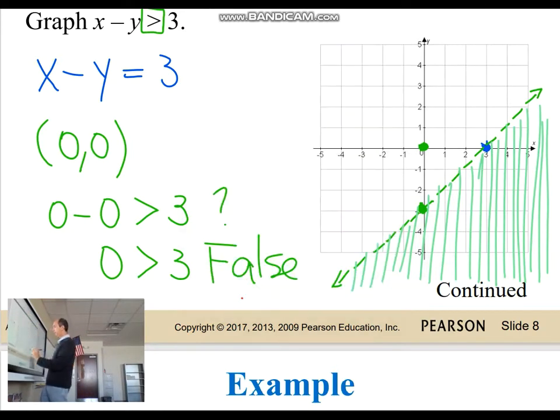Okay, because you tested, and this turned out to be a false statement. So this point here is not in the solution set. Let's try another example.